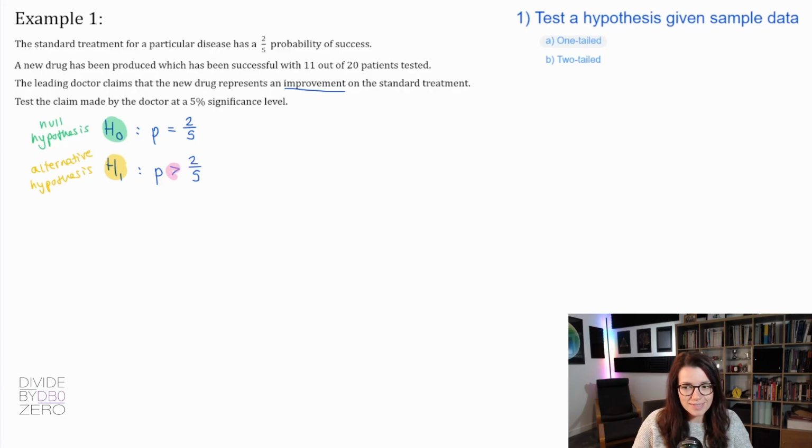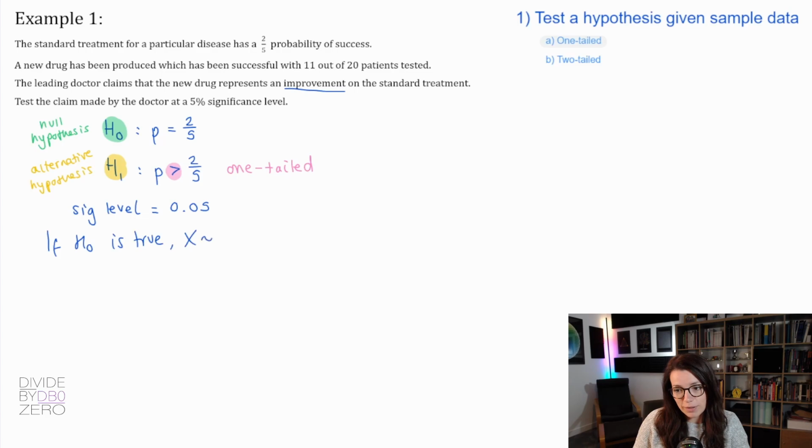The fact that the inequality is greater than means this is a one-tailed test, and this means the significance level is going to stay at 5%. Good idea to write this as a decimal at this point, so 0.05. Next, I like to write down the distribution that we're working with. So in this case, I would say something like, if H0 is true, then X is binomially distributed with parameters 20 and 2/5, because 20 is the number of patients being tested and 2/5 is the current probability of success.